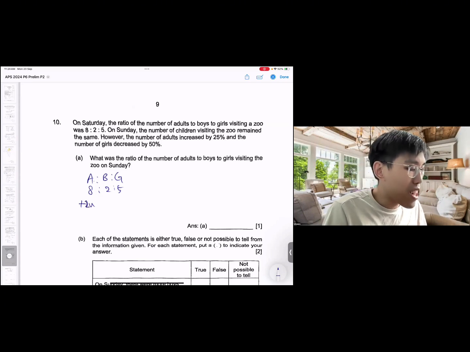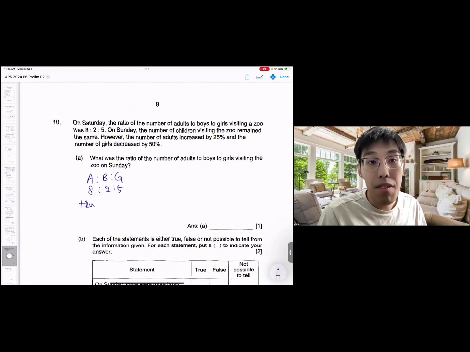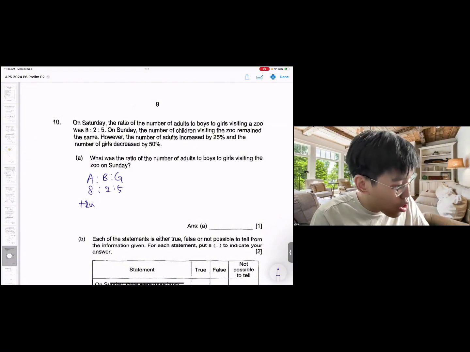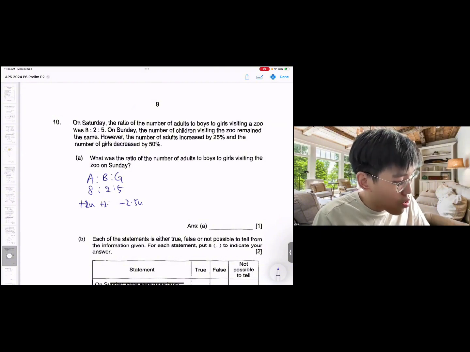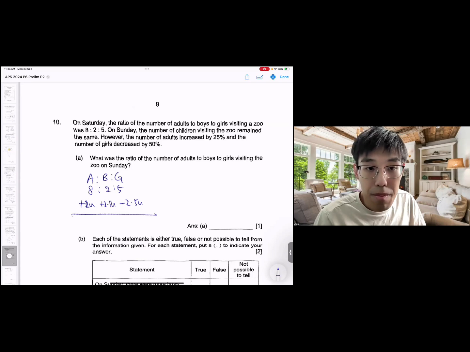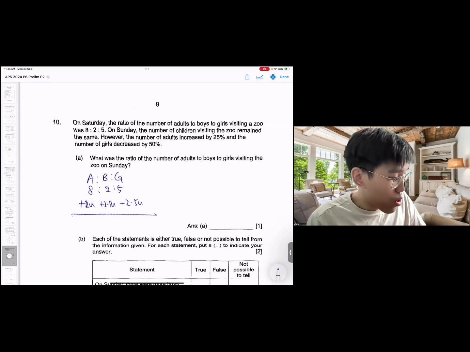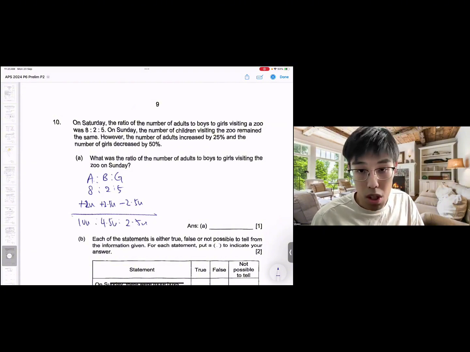The number of girls decreased by 50%. So it's 50% of 5 units. So it's a drop of 2.5 units. However, the number of children visiting the zoo remain the same. So therefore, the boys must increase by 2.5 to cover for the decrease in girls. So here will be 10 units for adults, 4.5 units for boys, and 2.5 units for girls.